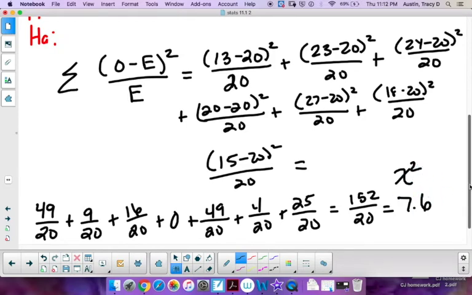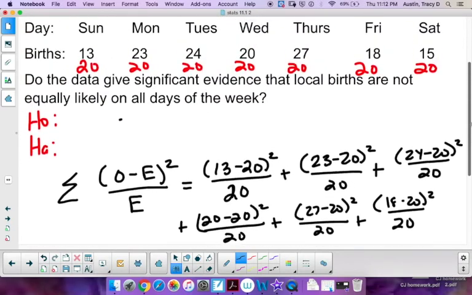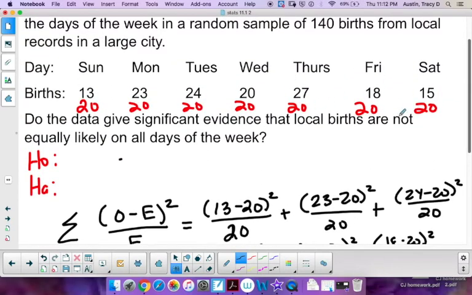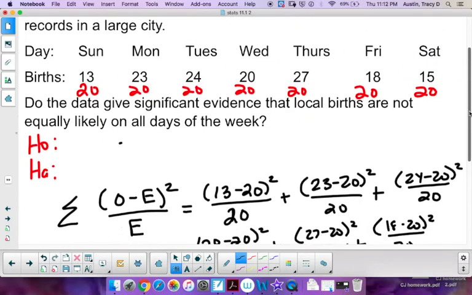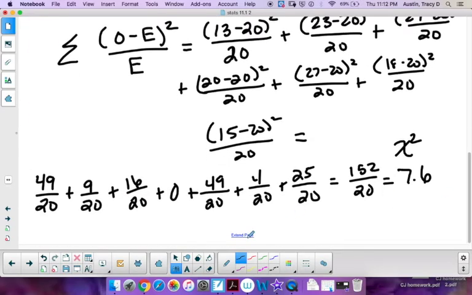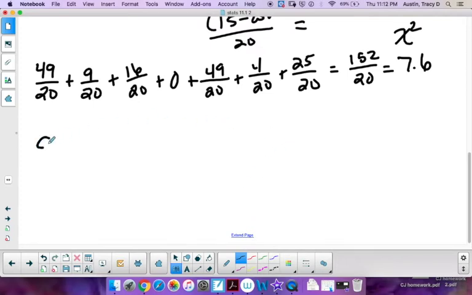Now we talked, what's today, Friday? We talked Wednesday about degrees of freedom. Okay, and degrees of freedom is one less than however many groups you split your population into. This has been split up into 7 groups, so my degrees of freedom is 6. So I need to go to my chi-square table, and I need to try and find whatever's closest to 7.6 at 6 degrees of freedom.